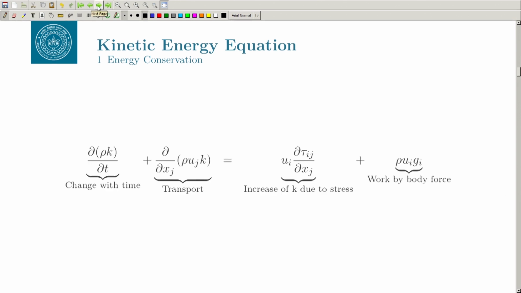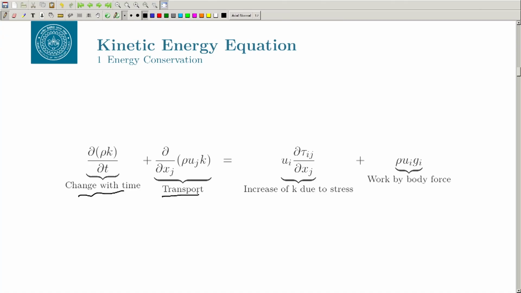So, if you look at the different terminology, this d rho k by dt here is nothing but how the kinetic energy in the system is changing with time, right, and this is nothing but the transport of the kinetic energy. This is a kind of flux, okay. The only job of this term is basically to exchange the kinetic energy, or basically take the energy from one point to another point, okay. That is the job of this term. This is a very important term.